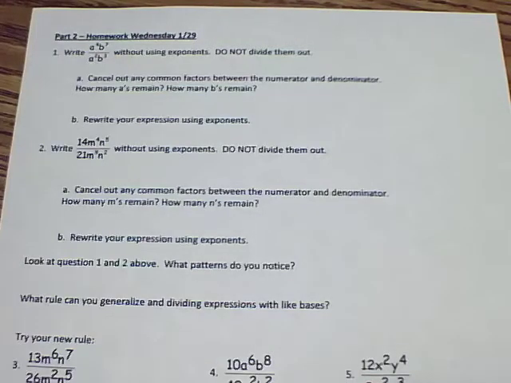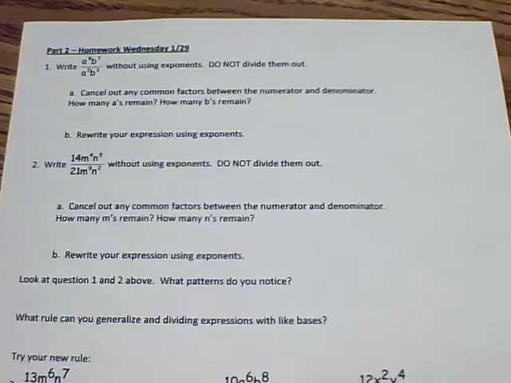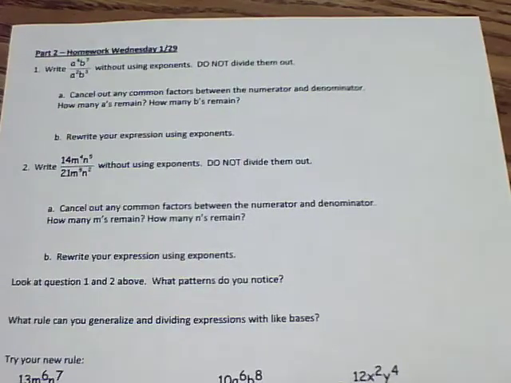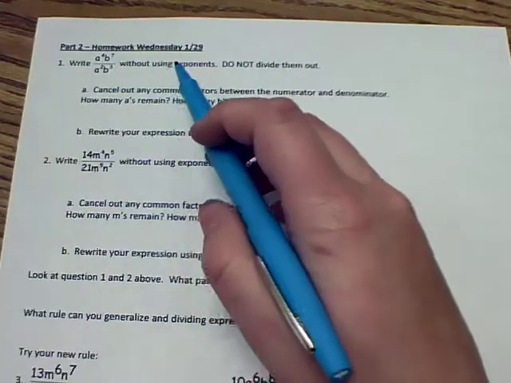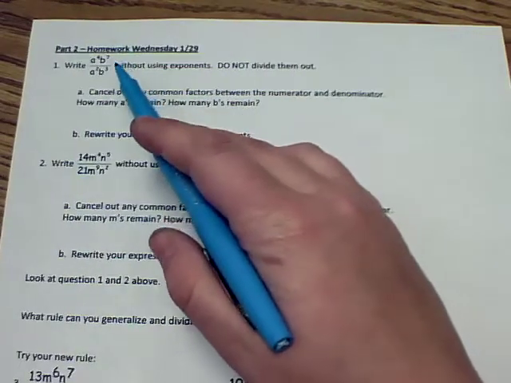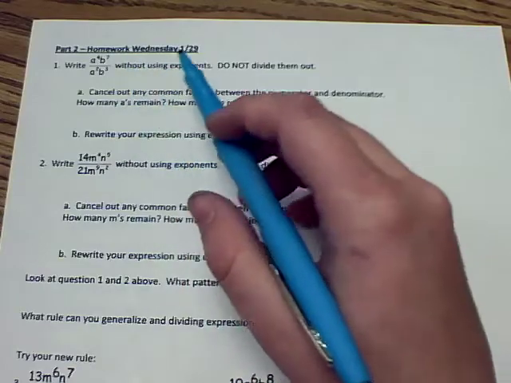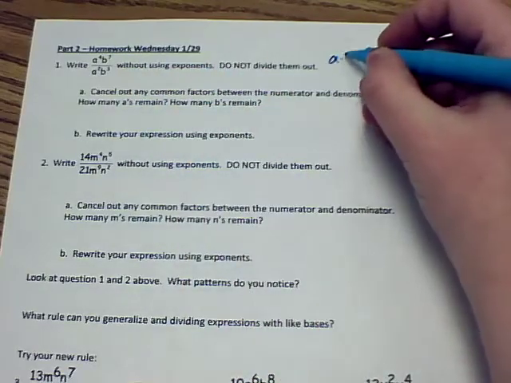All right, today we are looking at quotient rules of powers, so quotients of powers. So we're looking at when we divide numbers with exponents. On example 1, if we look at a to the 4th b to the 7th divided by a squared b cubed, we're going to write this without using exponents.